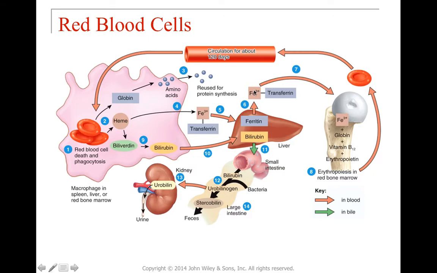Basically, my point is that this Fe3+ is going to get recycled back to the bone and help drive the creation of new red blood cells. Okay, so we've accounted for 2 different pathways, right? Globin is going to go to amino acids, get reused for protein synthesis.